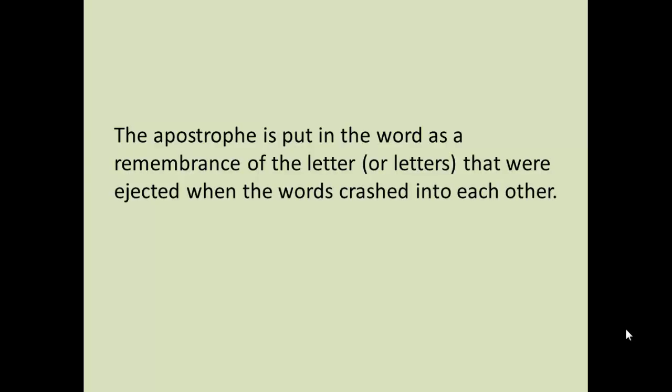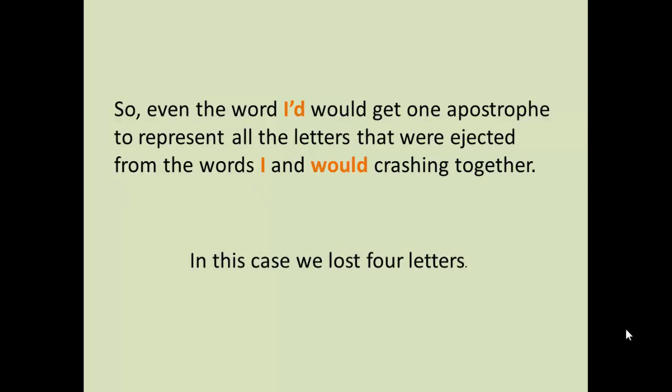Think of contractions like car crashes. When it comes to contractions, the most important thing to remember is that the apostrophe is put in the word as a remembrance of that letter or letters that were ejected when the words crashed into each other. So even the word I'd would get one apostrophe to represent all the letters that were ejected from the words I and would crashing together. In this case, we lost 4 letters.